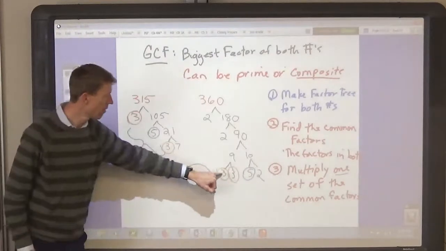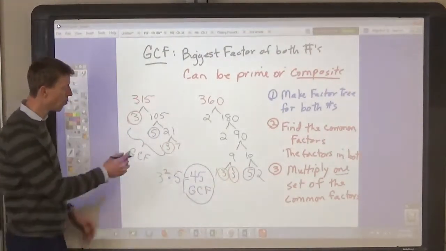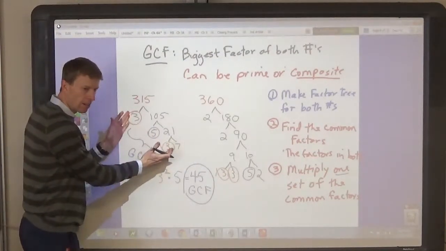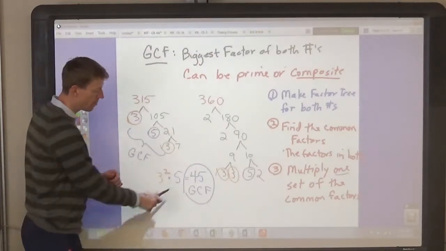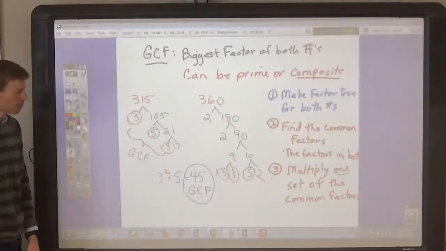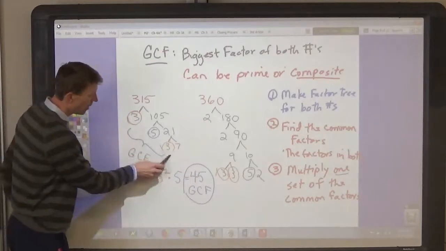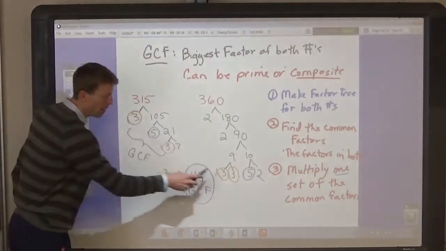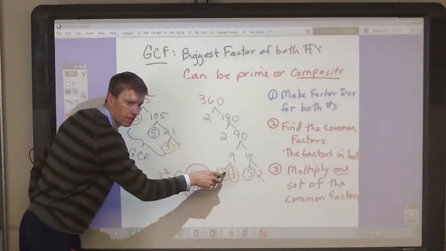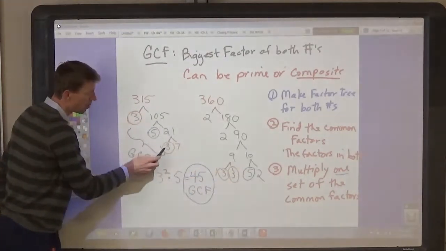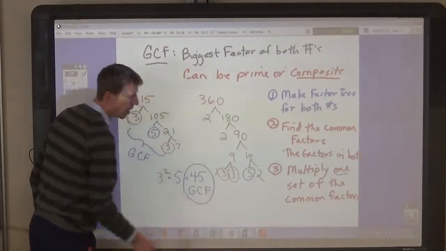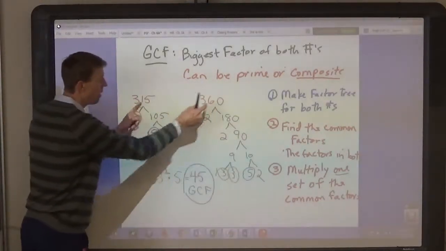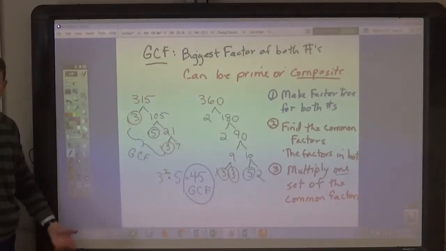Only circle the ones that are in both, and then take one set of the ones that you circled and multiply them together. And that gives you the greatest common factor. In other words, this makes 45, and this makes 45. 3 times 3 times 5 is 45. So 45 goes into both of these numbers, and it's the greatest common factor.